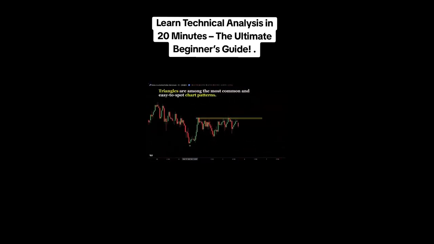Triangles are among the most common and easy to spot chart patterns. They form when price starts to consolidate, creating a tightening range that signals a potential breakout. Triangles help traders anticipate when a big move is about to happen. There are three main types of triangle patterns.